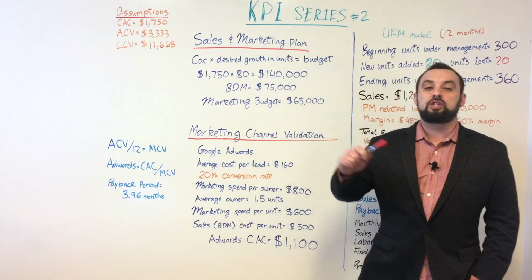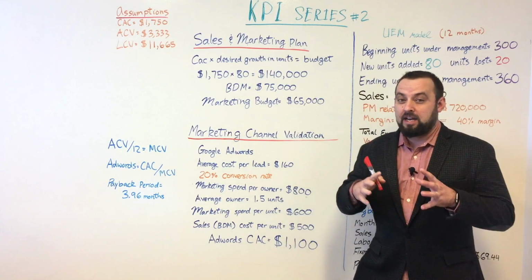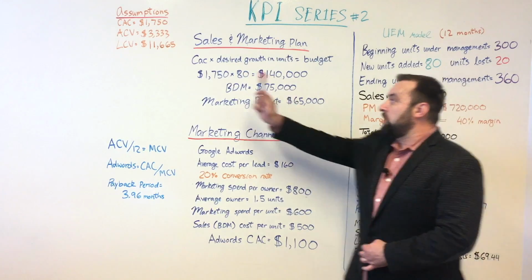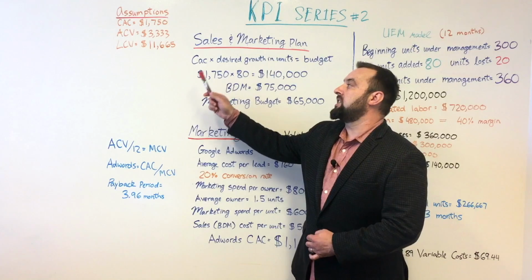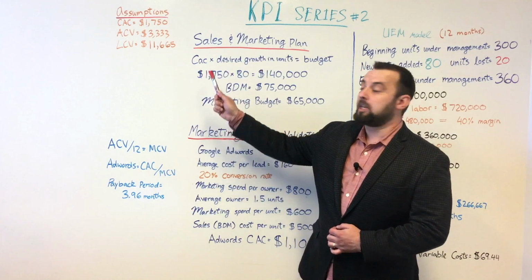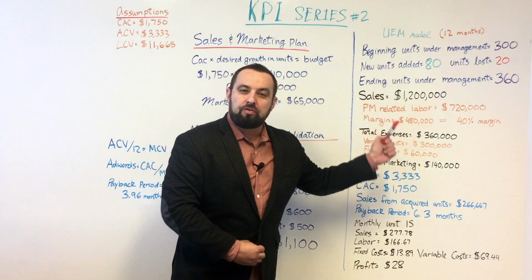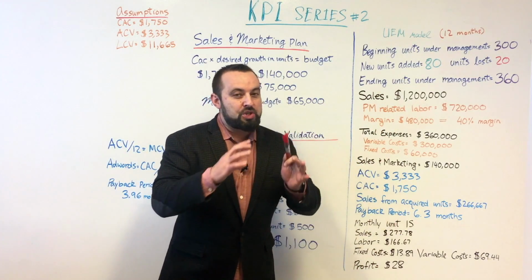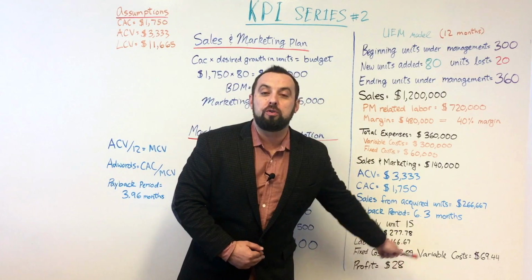Welcome to installment number 2 of our KPI series, Applied KPI. So we're going to talk about how to apply the key performance indicators we discussed in the first series: customer acquisition cost, ACV (annual contract value), and lifetime customer value. We will also review the full-on unit economics model that will help you project and manage your business all the way down to per unit profitability.